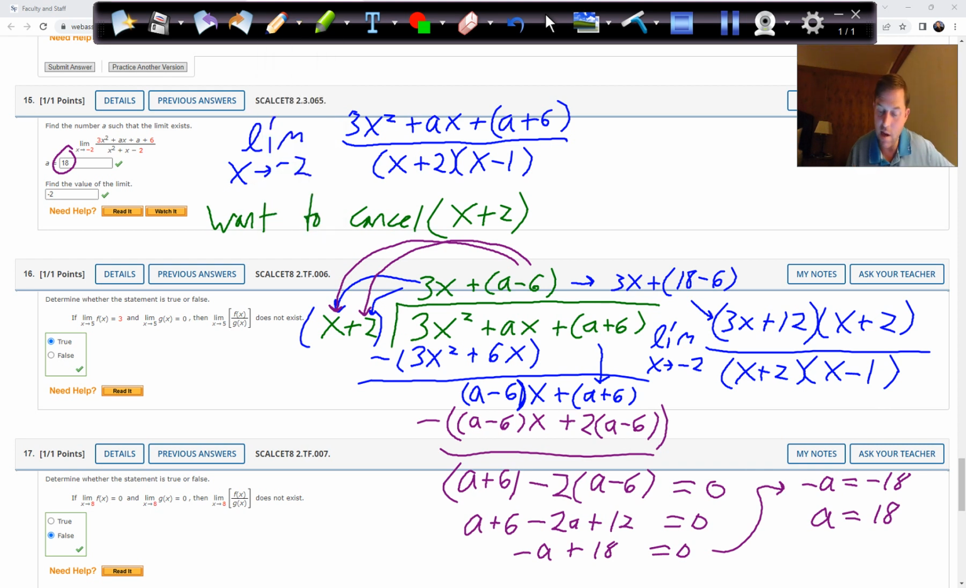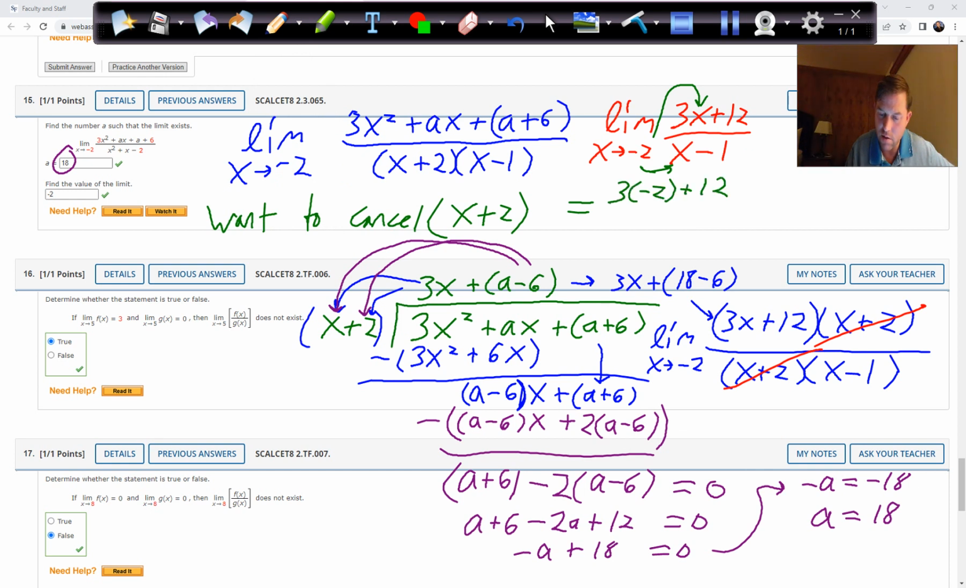Well, now and only now we can cancel, and we're left with the limit as x approaches minus 2 of 3x plus 12 over x minus 1. But now you can substitute in this minus 2 for these x's, and the limit goes away when you do that. 3 times minus 2 plus 12 over minus 2 minus 1. This is minus 6 plus 12, so it's 6 on top, minus 3 on bottom, simplifies to minus 2.